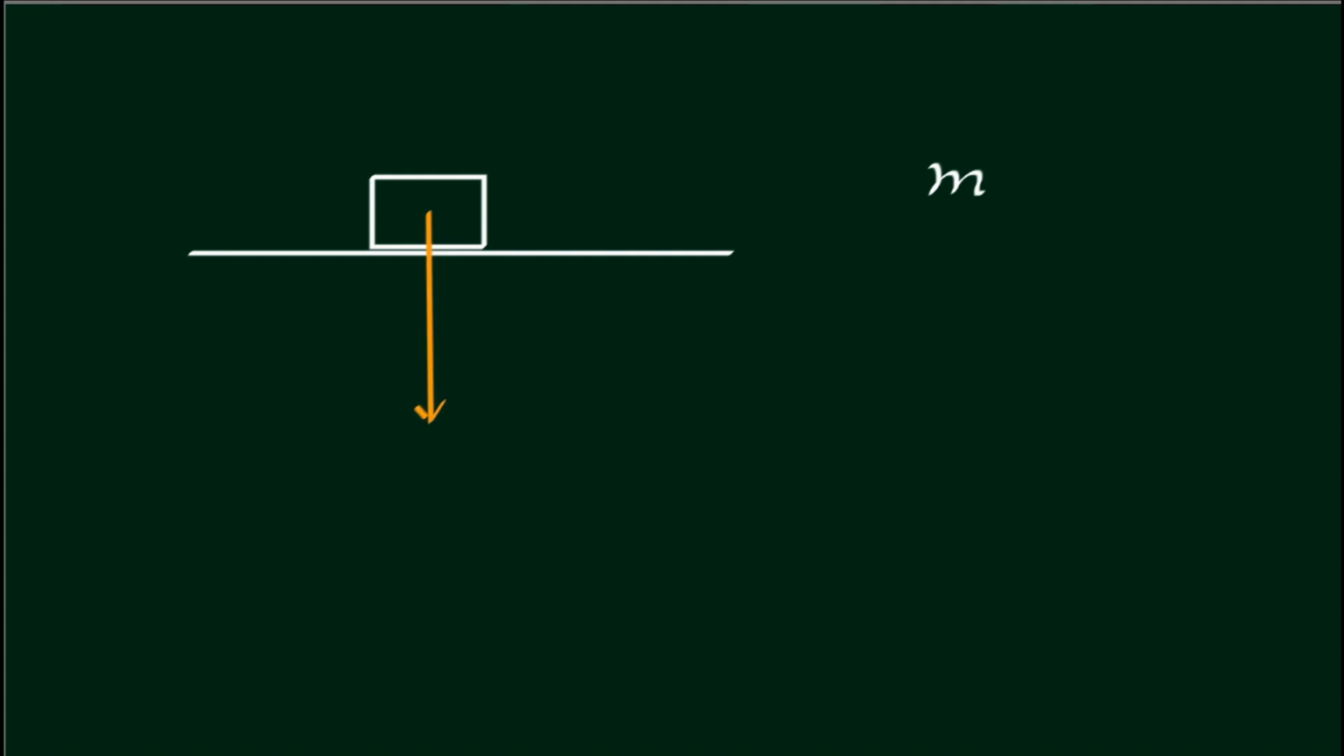Now notice that when you draw a force vector, you must attach the vector to the object experiencing the force. In this case, this force is exerted by the Earth. I don't put this arrow attached to the Earth, but I draw it attached to the object on which the force is acting. Okay, so what's the magnitude of this force?